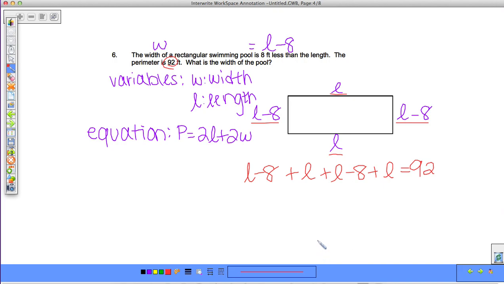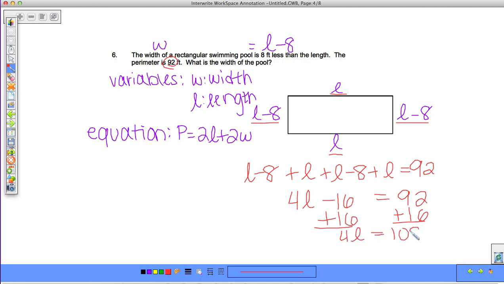From here, I can solve for my length. L plus L plus L plus L is 4L. Negative 8 and negative 8 give us negative 16. I'm going to add 16 to both sides. And we get 4L equals 108. Divide by 4 on both sides. And we get that L equals 27. So if I know my length is 27, I can go ahead and label my length 27 and 27. Then 27 minus 8 is going to be 19.